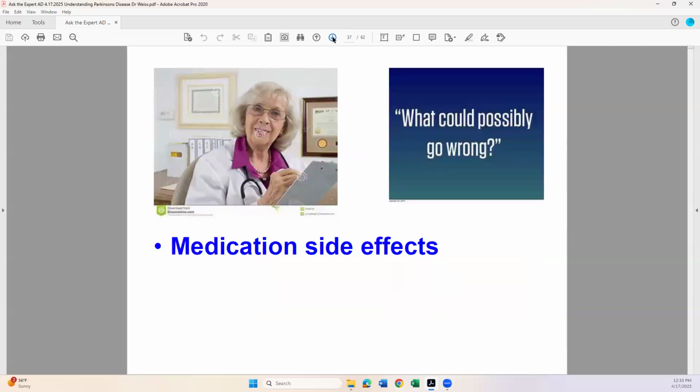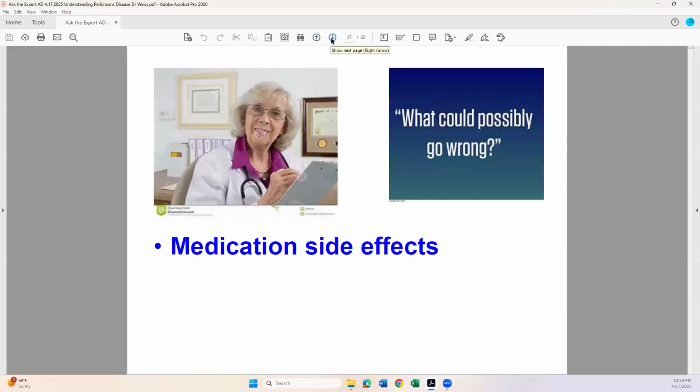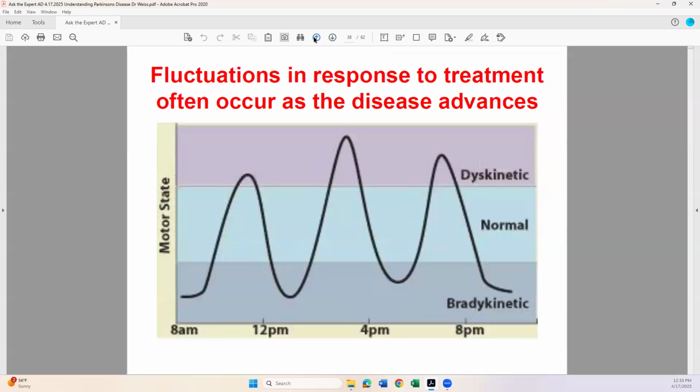What else could go wrong? Well, the dopaminergic medications aren't innocuous. Next slide, please. And just like there may be times when the medication levels in the brain are too low, sometimes they could be too high.